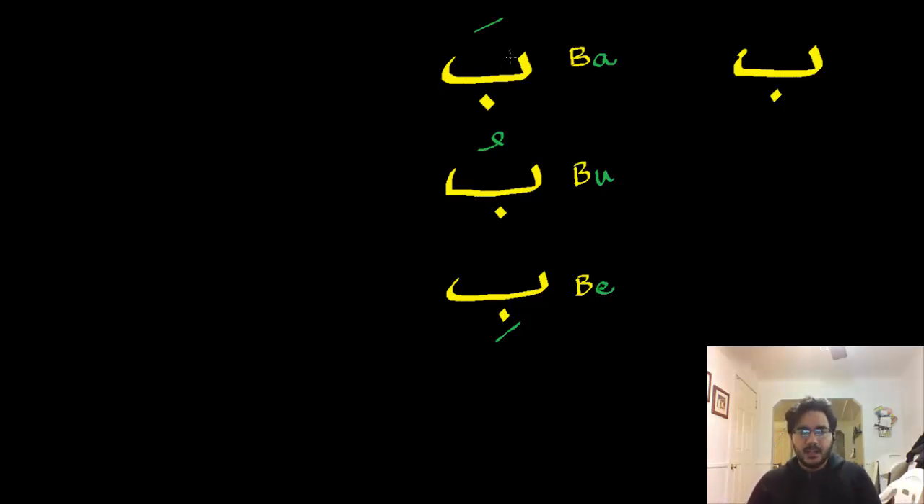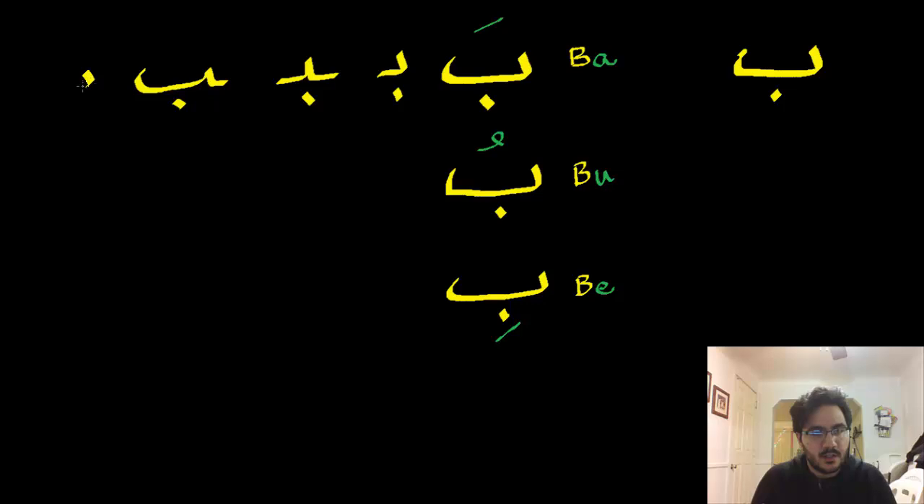So, by adding the fatha, I went from ba to ba. When I added a dhamma, I went from ba to boo. And when I added a kasra, this little line at the bottom, I went from ba to B. And it looks the same way even if it's in the middle or at the end of a word. So in the middle of a word, our ba looks kind of like that. In the beginning of a word, we said it looks like this. And at the end of the word, we said it looks like that. In some cases, it's independent.